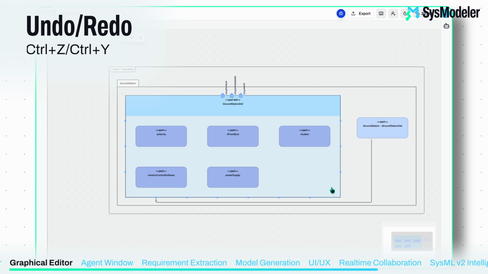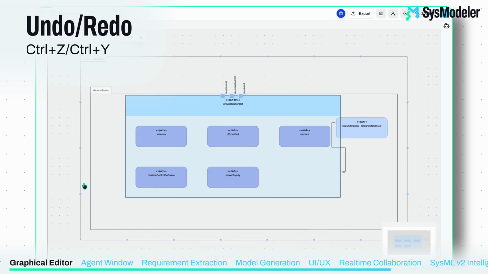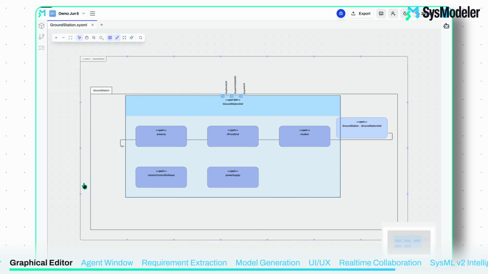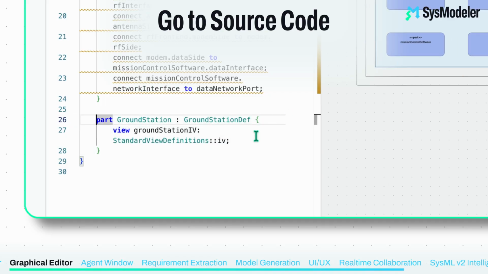Undo and redo enables quick corrections by allowing users to seamlessly reverse or reapply graphical edit actions. Go from a visual element straight to its underlying textual code.